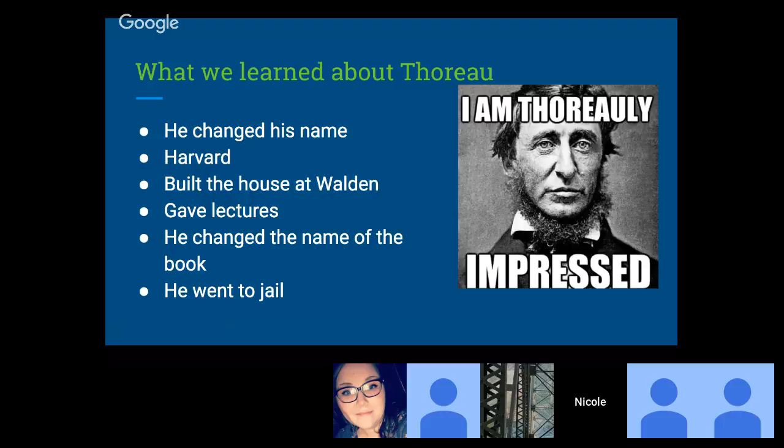And then, like you said, he went to jail because he refused to pay the poll tax, which supported slavery, and that went against his morals. So he went to jail for a night. Now we're going to show you our timeline.